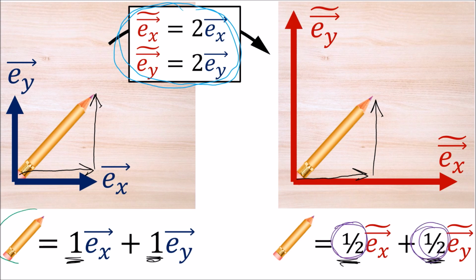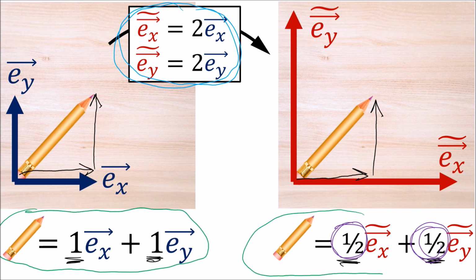The pencil is equal to both of these vector expressions, but in order to maintain the equality, the basis vectors had to grow and the vector components had to shrink.